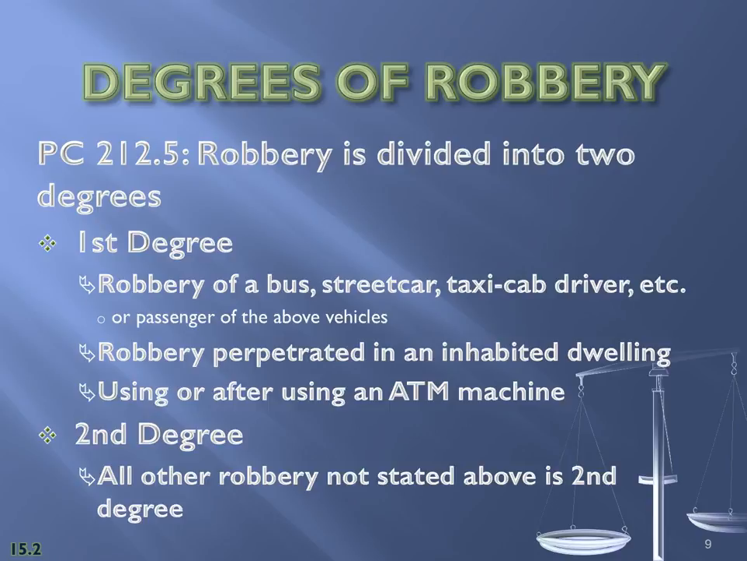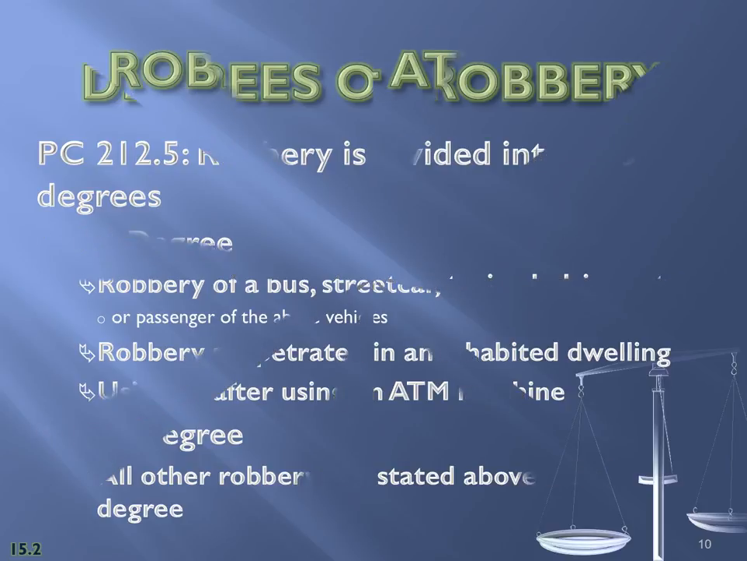So just like in burglary, we're going to see that there's a couple of degrees of robbery. And there are attempts as well, but let's look at the degrees of robbery. Under Section 212.5, robbery is divided into two degrees. First degree would be robbery of a bus, streetcar, taxi cab driver, or passengers in any of these vehicles; robbery perpetrated in an inhabited dwelling, like a residential robbery; or robbery where the victim is using or after using an ATM machine. So if you just took money out of an ATM machine and you're walking away and you are robbed there, that would be a first degree example. Second degree is all other robbery not stated above.